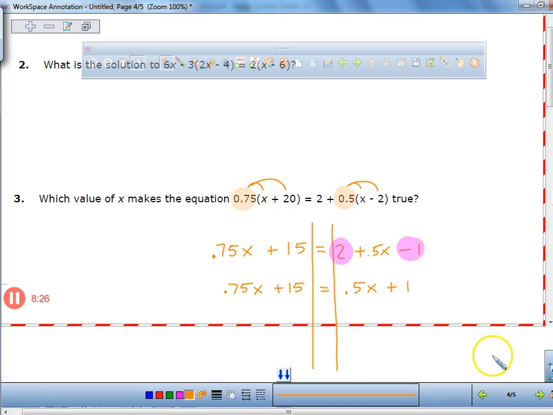So right now, where do I have the most positive x's? Do I have them on the left-hand side or the right-hand side? Where do I have the most?